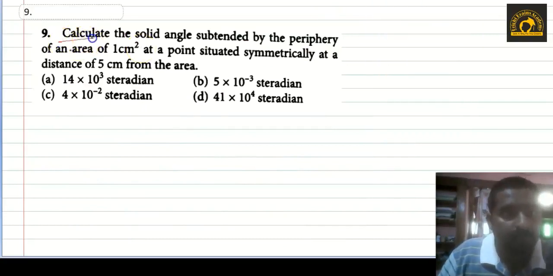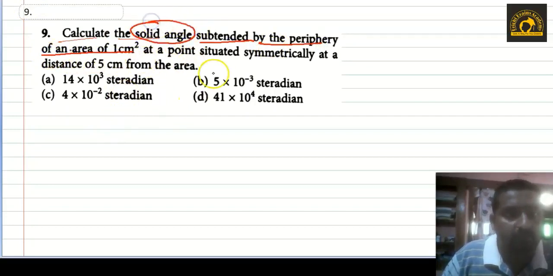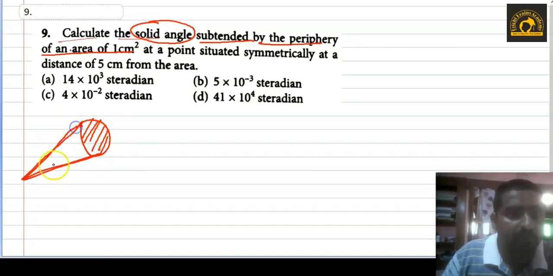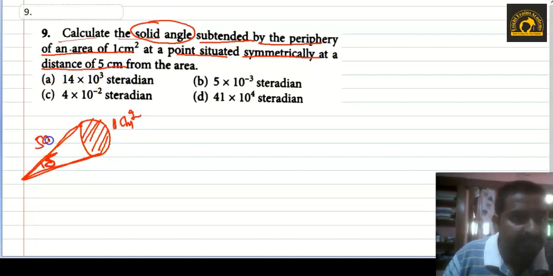Okay, next one, calculate the solid angle subtended by the periphery area 1 centimeter square. So solid angle means, let's take this is the solid. You have the angle. So this is the solid angle. The question asks for the solid angle delta. The area of this one is 1 centimeter square, situated symmetrically at the distance of 5 centimeter.